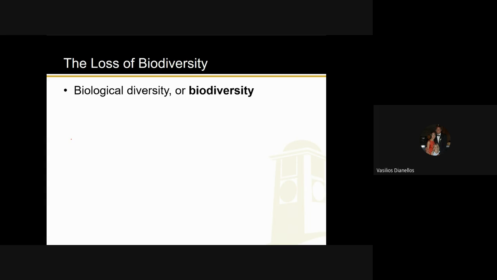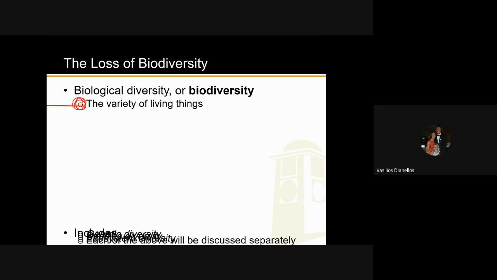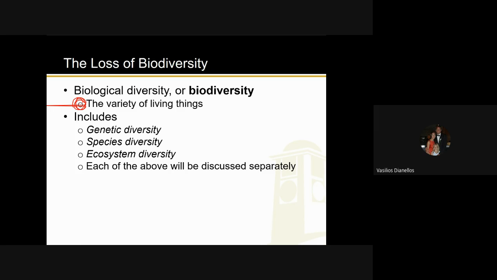Nope. All right. Well, basically, it's just the variety of living things, right? And it's a little bit deeper than that, but that's the most basic way you should think of it. It's the variety of living things. So know that before you even add the rest of the details, right? Know that biodiversity is the variety of living things. Again, it gets a little bit deeper. You don't need to write any of these down because we're going to discuss them separately.